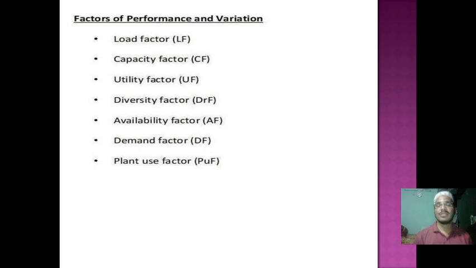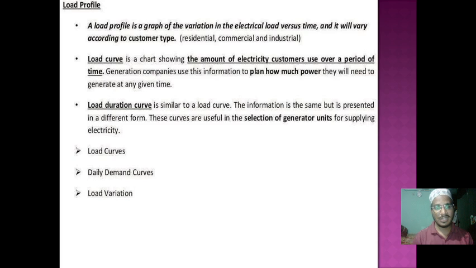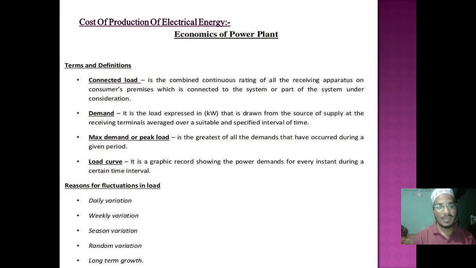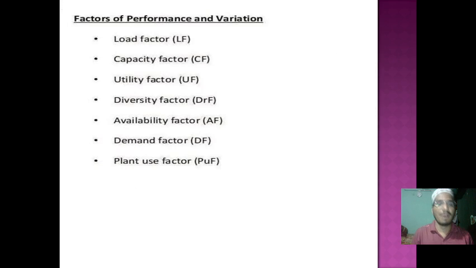Factors of performance and variation. Just now we discussed the five variations: daily, weekly, seasonal, random, and long term growth. These are the different types of variation. After that, how the variation will perform and which factor we have to consider. We have to consider the load factor: how much load is acting on the power plant, the equipment, and the machinery.